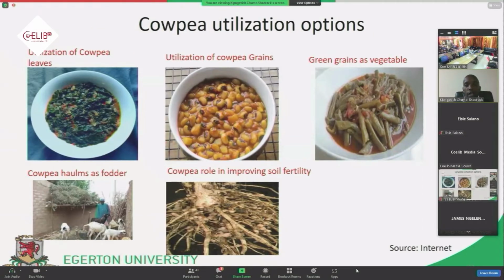On cowpea utilization, cowpea is utilized in various ways, where the leaves are utilized, the grains, and the green grains, and the haulms from the cowpea are used as fodder. It also plays a very essential role in improving soil fertility through nitrogen fixation. One of the health benefits associated with cowpea is that it contains antioxidants, which are able to remove free radicals, which is associated with a reduction in hypertension, cancer, and stroke.